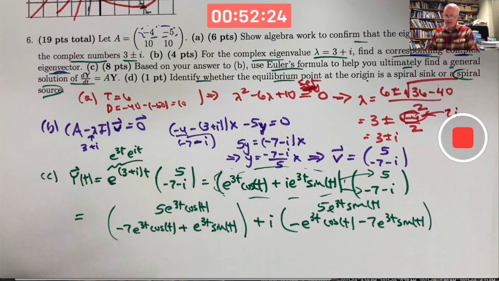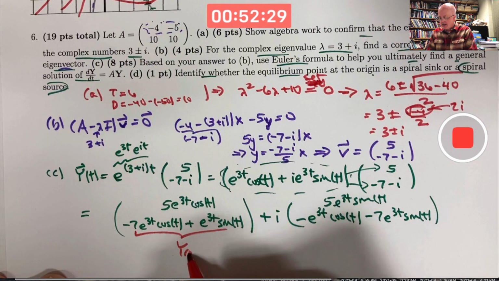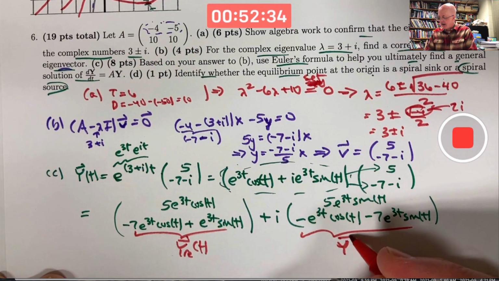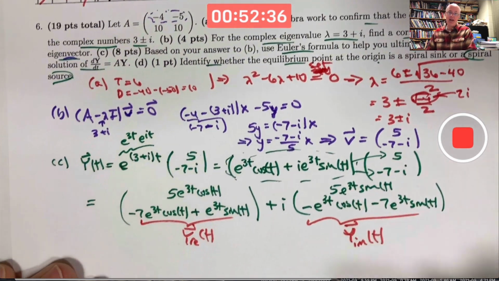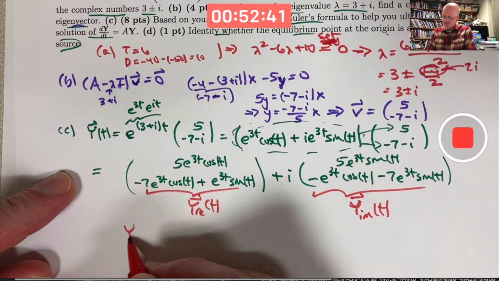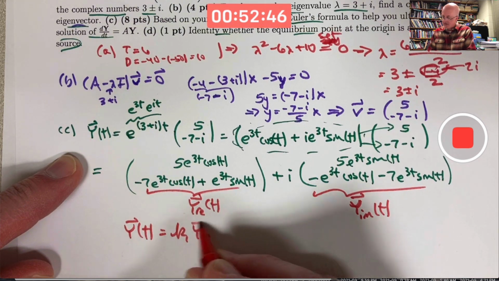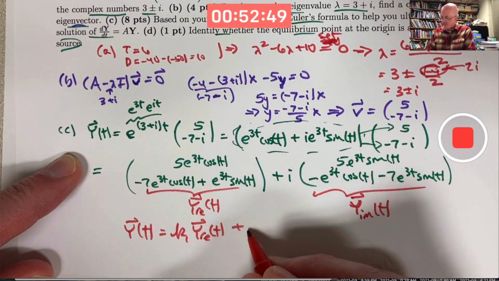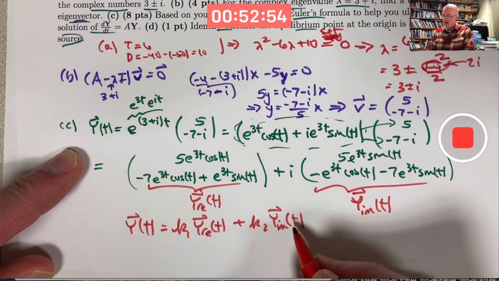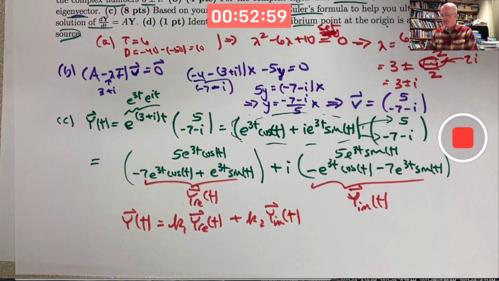And this is going to be my YRE of t, the real part, and this one's going to be my YIM of t, the imaginary part. And to save time, I'll just write the final answer here for the general solution as a linear combination like this, and I won't bother plugging those things in there. And notice there's no i here. Both YRE and YIM are real vectors. The YIM is just next to the i.